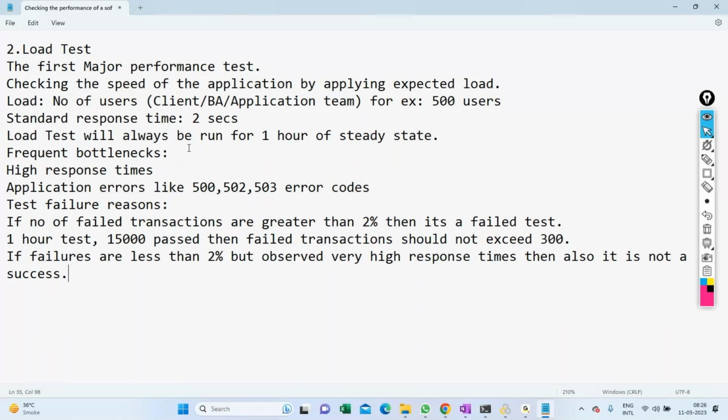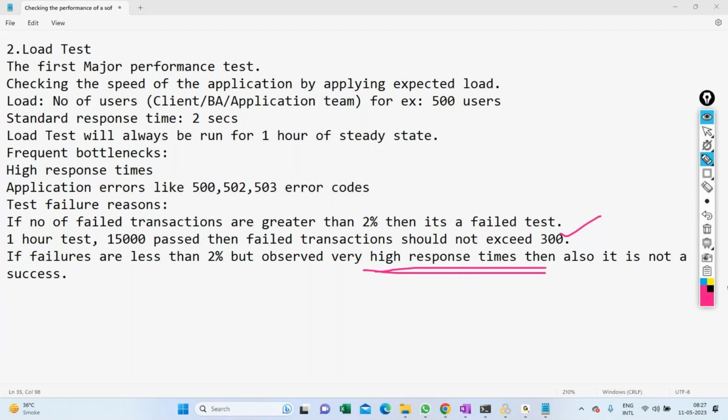No, no. See, failures are different, response times are different. Let's say the response times are good, but if the failures are greater than 2%, still it is a failed test. That means your failure should always be less than 2%. At the same time, your response time should also be good. Your transaction response time should not exceed 2 seconds or 3 seconds or 5 seconds according to your project SLA.